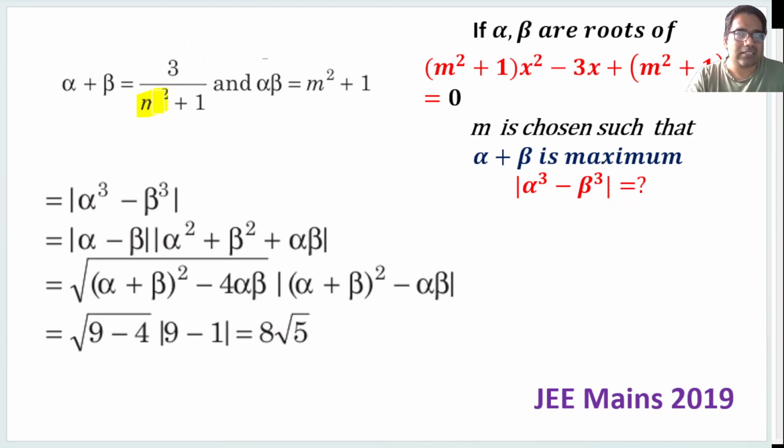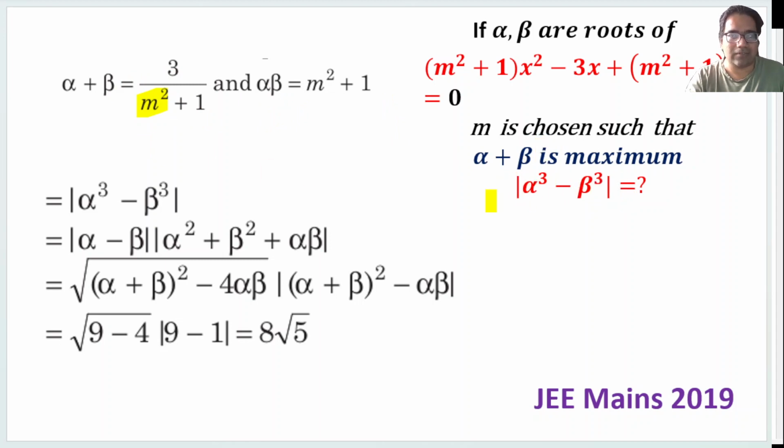So m square is always greater than or equal to 0, and this will be maximum when m square equals 0, that is m equals 0. Then alpha plus beta becomes 3 and alpha beta becomes 1. That's what we have decided: m is 0, alpha plus beta is 3, alpha beta equals 1. Now, what is alpha cube minus beta cube?